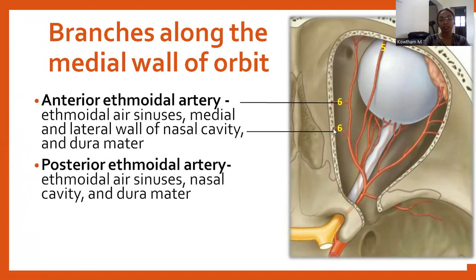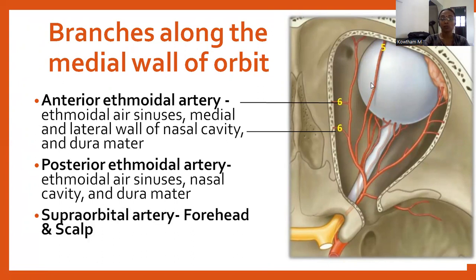Okay. Then next comes the posterior ethmoidal artery, which passes through the posterior ethmoidal foramen. It supplies the posterior ethmoidal air sinuses and enters the nasal cavity. It also supplies the meninges of the anterior cranial fossa. Then the next artery is the supraorbital artery, labeled here with number 5. The supraorbital artery accompanies the supraorbital nerve. It emerges to the scalp through the supraorbital foramen. Here it divides into medial and lateral branches and supplies the forehead and the scalp.